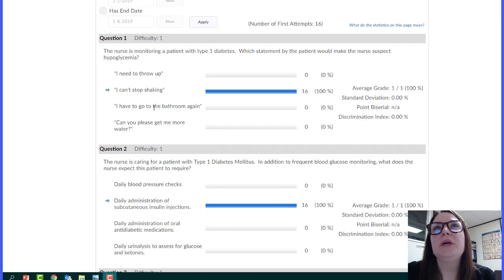Okay, I've pulled up question 1. We are the nurse. We are monitoring a person with type 1 diabetes. The statement that they would make that makes us suspect hypoglycemia, everybody got it right. I can't stop shaking. We're talking about that adrenaline release, right? Fight or flight kicks in. That's what we're talking about here. That's what the shaking is.